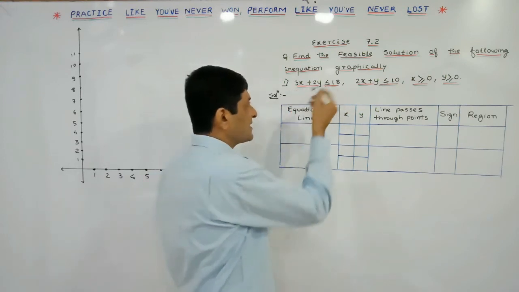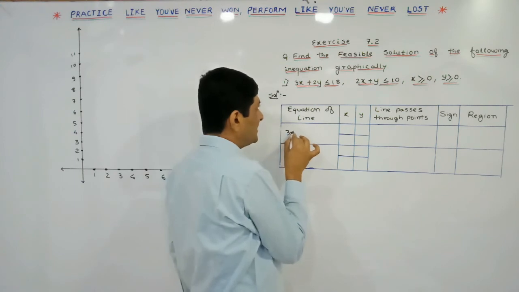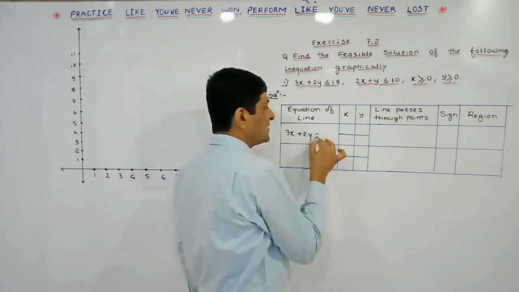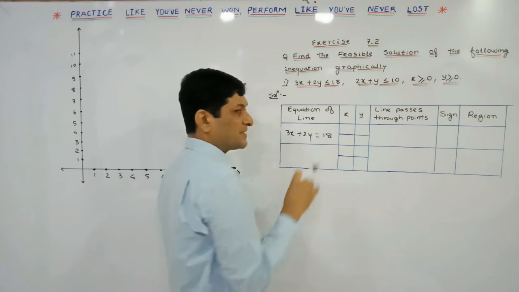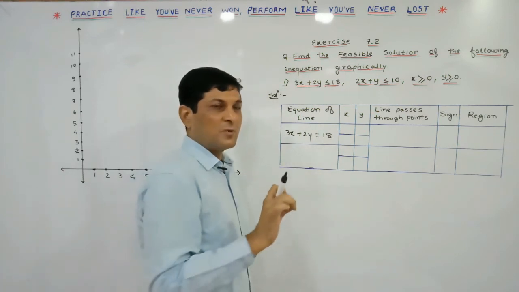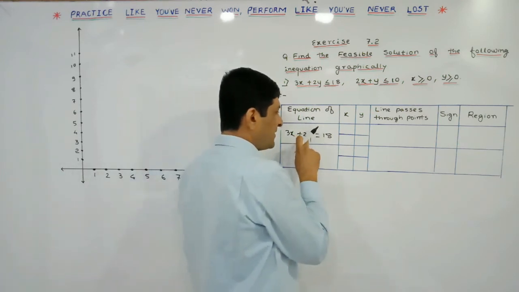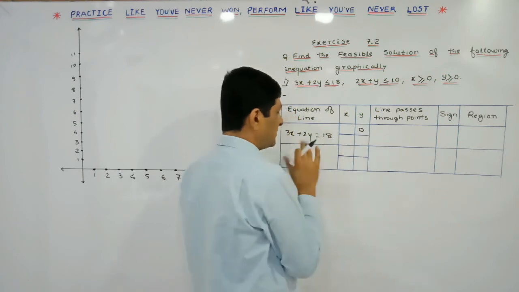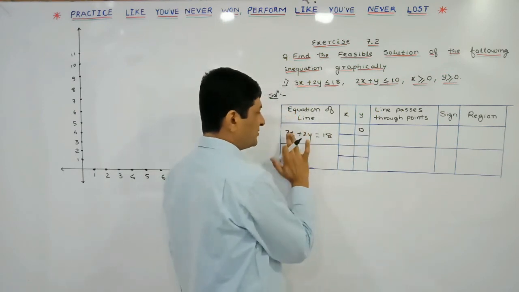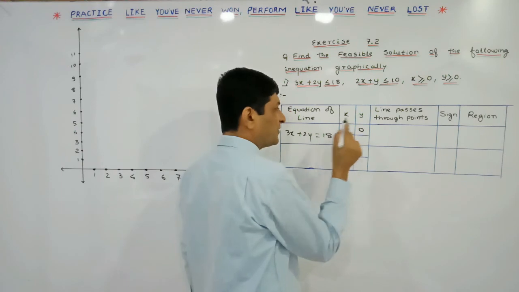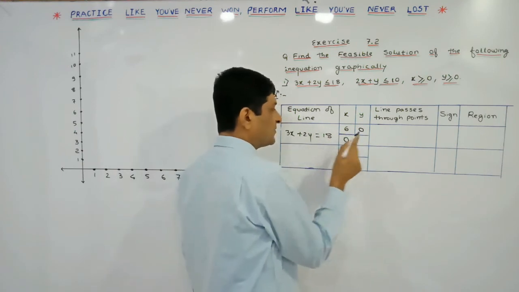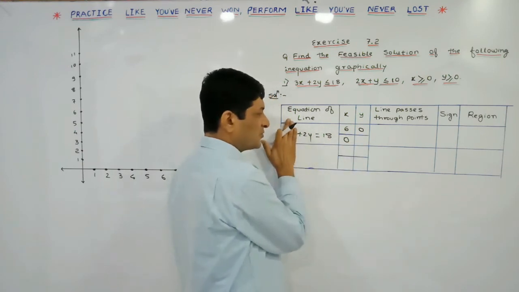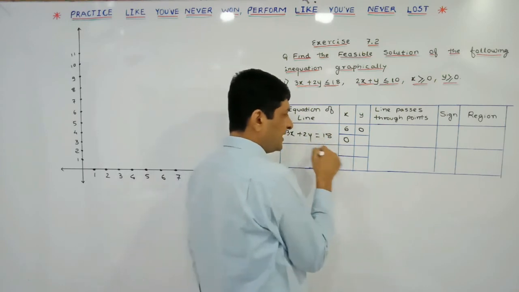First consider the first line. What is the first line? 3x plus 2y is equal to 18. Now to construct this line, we have to know the coordinates of 2 points on the line. If I substitute y equal to 0, let us check what value of x we get. 3x is equal to 18, means x will be equal to 6. Now substitute x equal to 0. If we substitute x equal to 0, the remaining term is 2y is equal to 18.